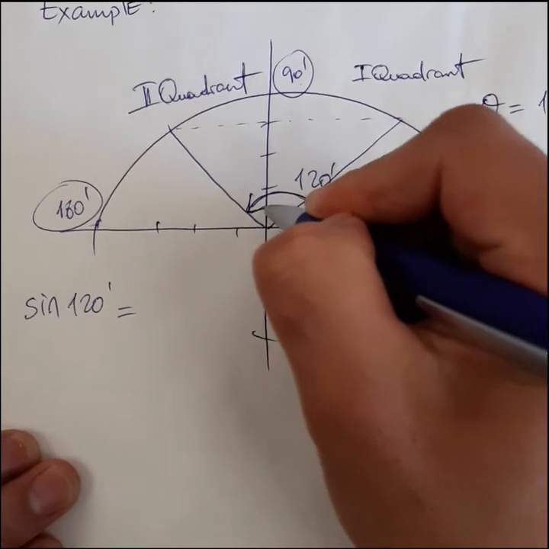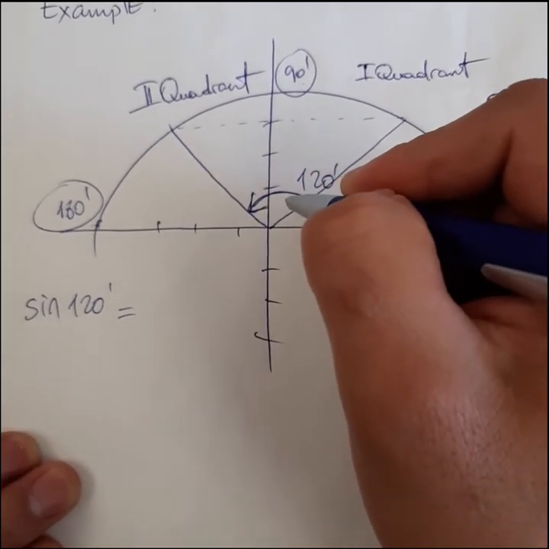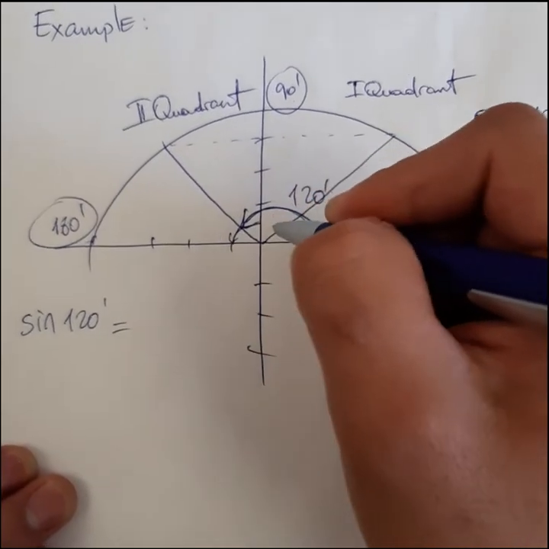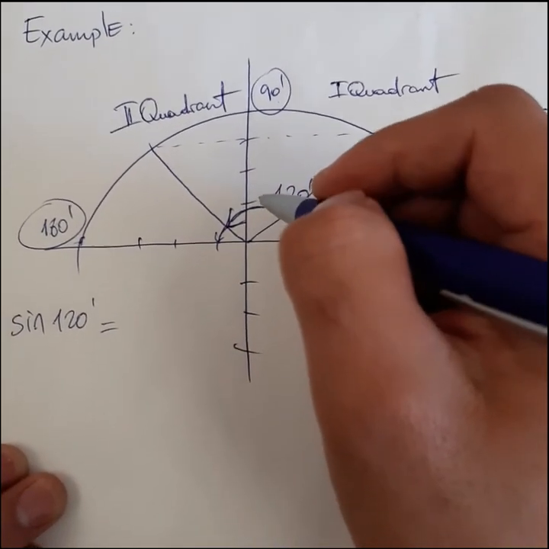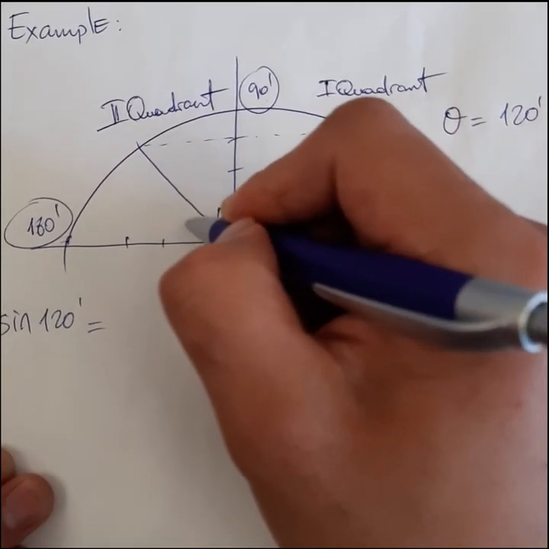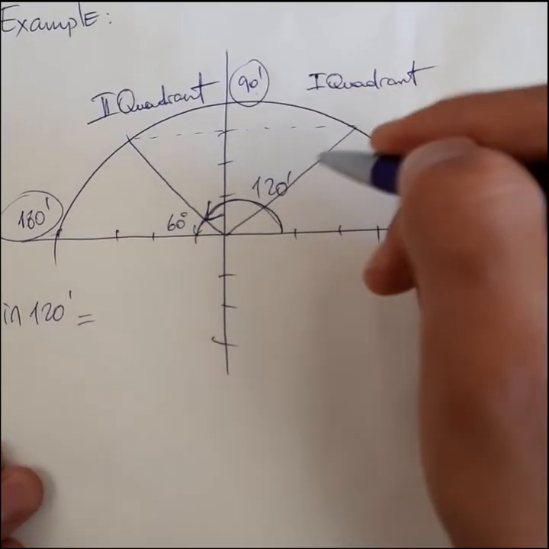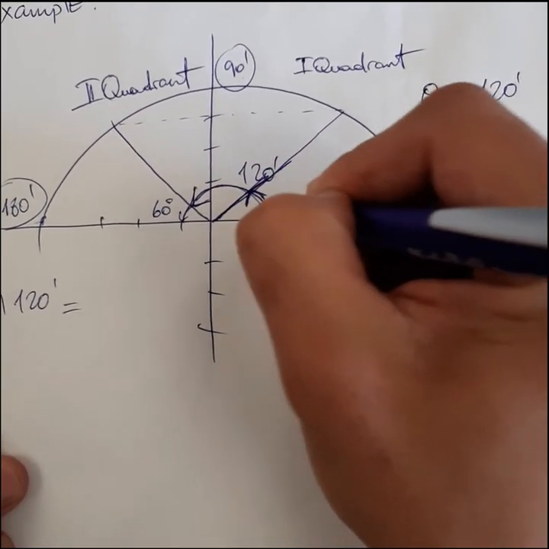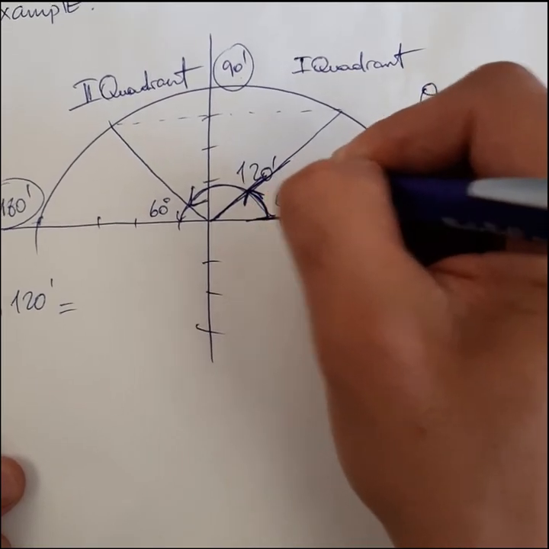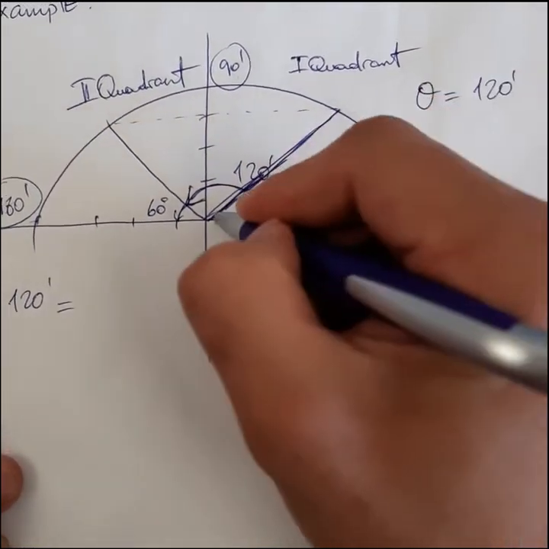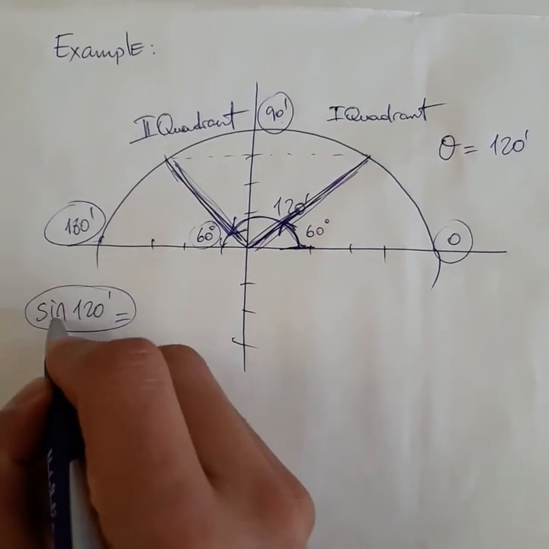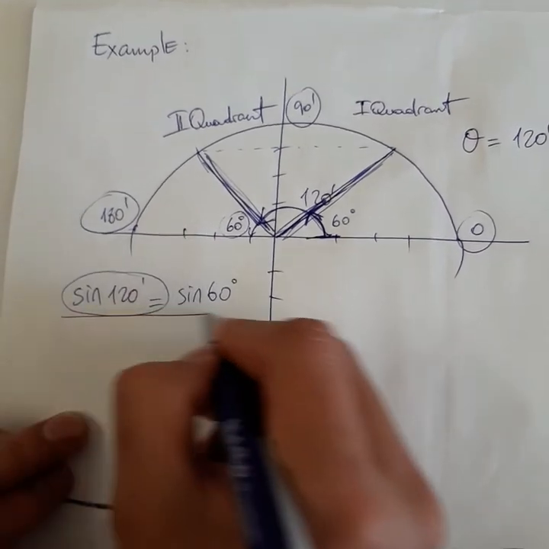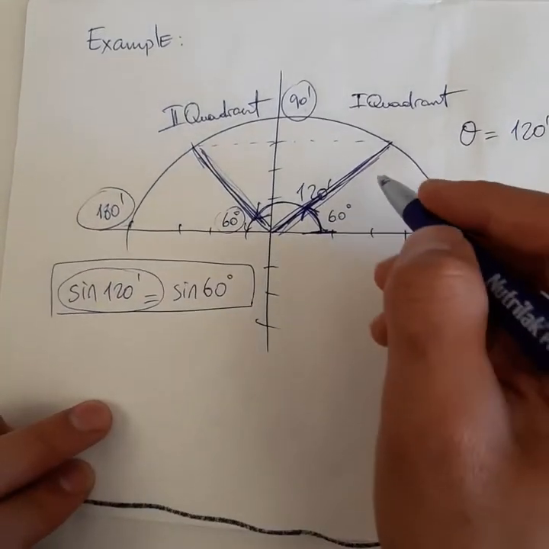Up to here we have the angle 120 degrees, and a half rotation on a line is 180 degrees, so the rest part is 60 degrees. Starting from the origin, from 0 to here is also 60 degrees. Look, guys, this slide asks to find sine of 120 degrees. We know it equals sine 60 degrees.